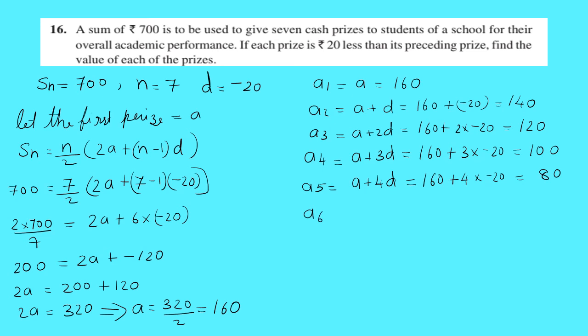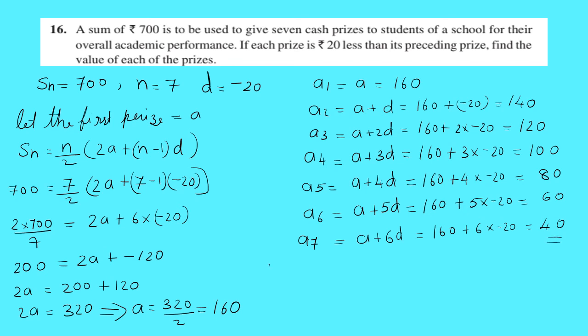Sixth prize, that is a6, that is equal to a plus 5d, that is 160 plus 5 multiplied by minus 20, that is 160 minus 100, that is equal to 60. And seventh prize, that is a7, a plus 6d equal to 160 plus 6 multiplied by minus 20, that is equal to 40. So the 7 prizes are 160, 140, 120, 100, 80, 60 and 40.